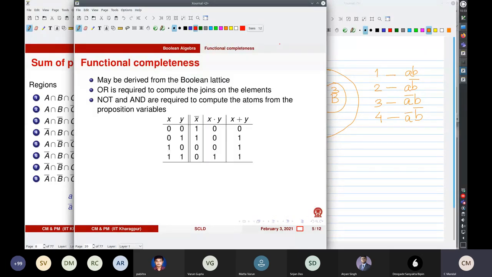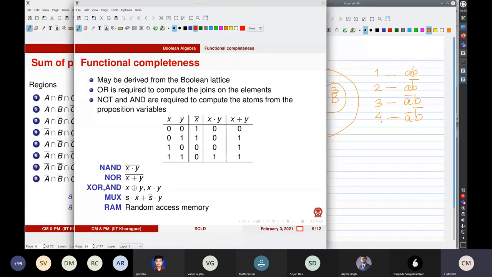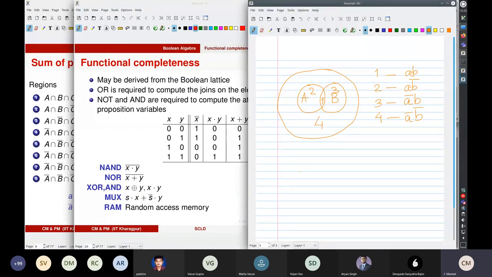All right. We have already studied functional completeness. You have to be a bit careful regarding this functional completeness. Actually, this functional completeness is NAND.